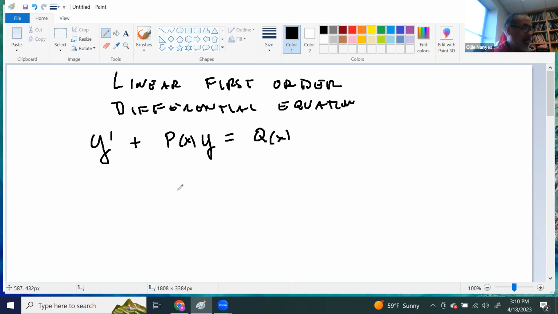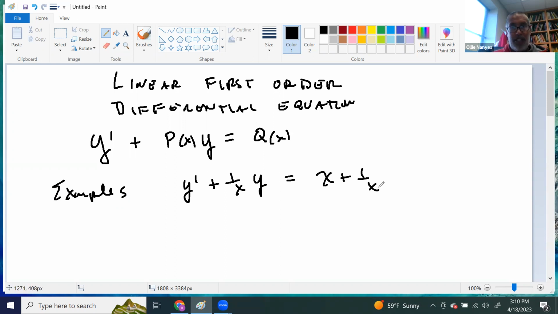For example, and I have a few examples written down here of this type, you might have something like y prime plus 1 over x y equals x plus 1 over x. So here the p of x would be 1 over x, q of x would be x plus 1 over x. Or you might have it in slightly different form.